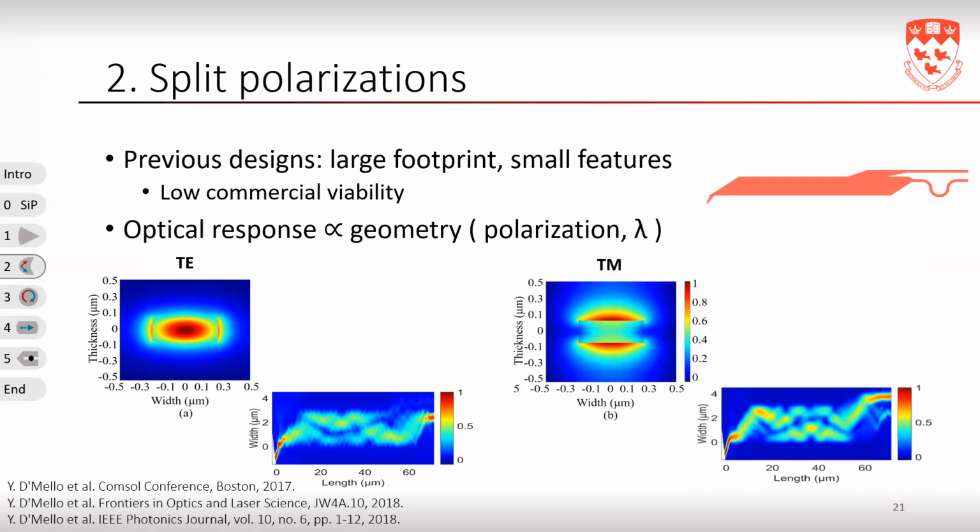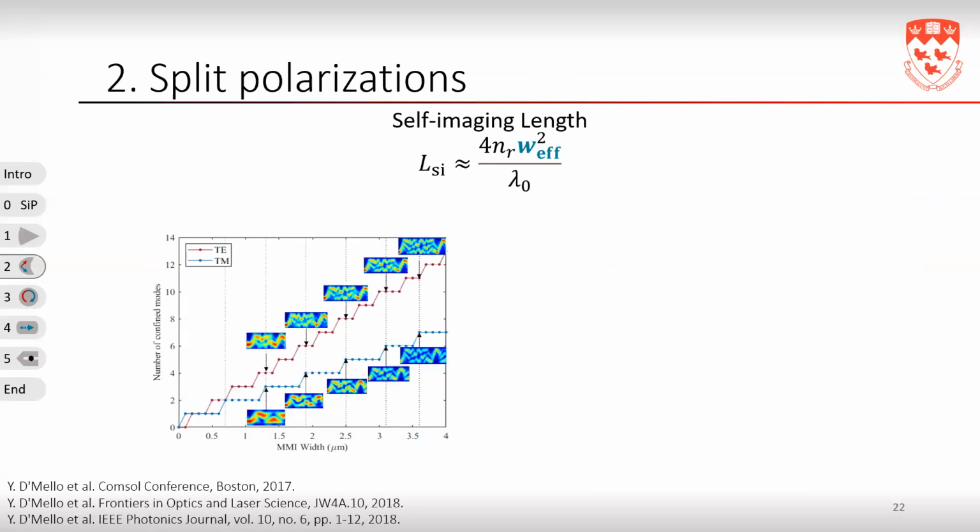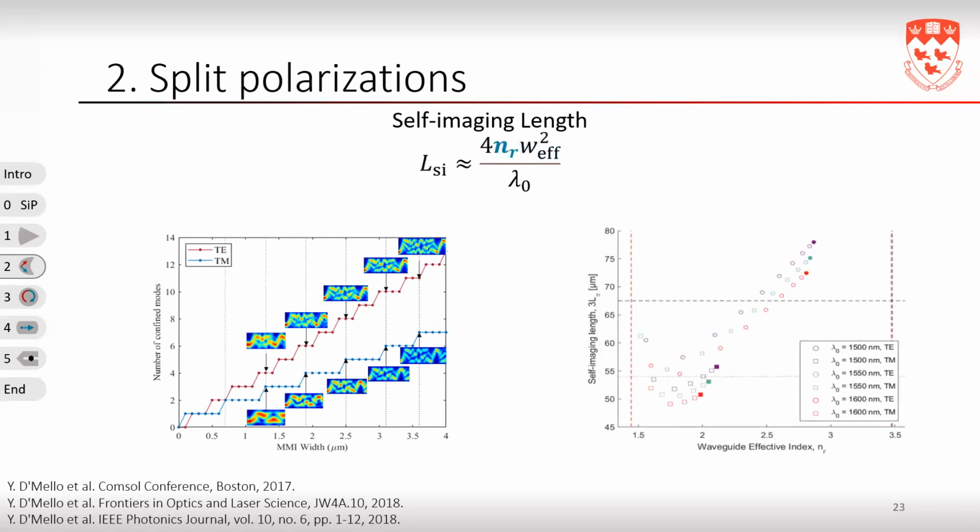Now, this self-imaging length depends heavily on the width of the structure. As the width increases, the number of modes increase. It also depends on the effective index, which is more dependent on the polarization than the wavelength.